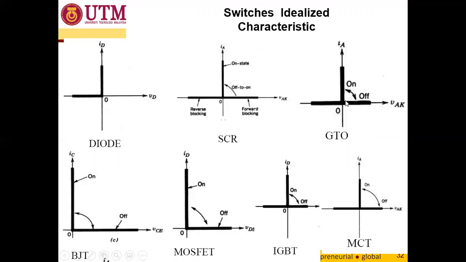The GTO is fully controlled, so we can either turn it on or off. Similar with the BJT, a fully controlled transistor, we can either turn on and turn off. Similar also to the MOSFET, IGBT, and MCT. So all the fully controlled devices can be turned on and off.